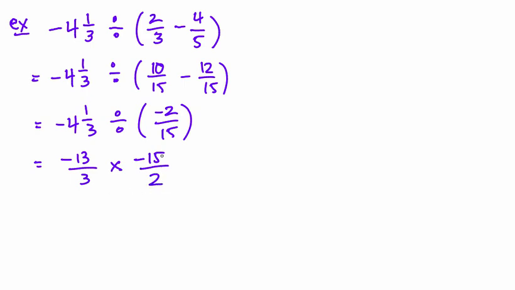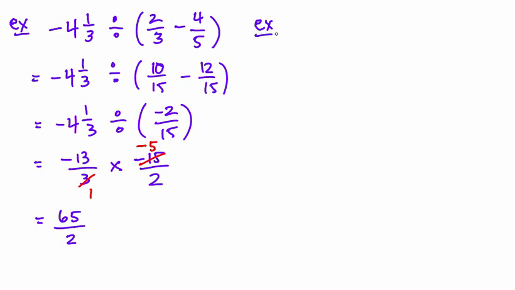And there's no canceling. Oh, yes, there is. 3 can cancel with negative 15. That's nice. It's always great when it can cancel out. Negative 13 and negative 5 make a positive, and that will be 65. And 1 times 2 is 2. And that doesn't reduce any further, so just leave it like that.